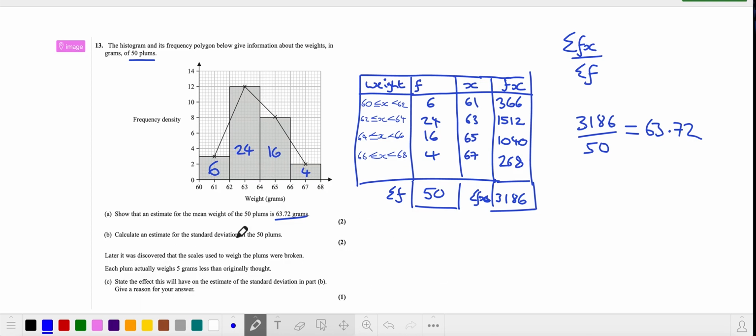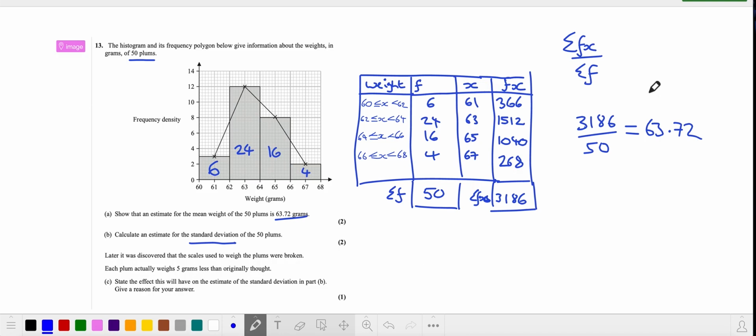Okay, estimate for the standard deviation. So we know the standard deviation is the square root of the variance, and that the variance is the mean of the squares take away the square of the mean.